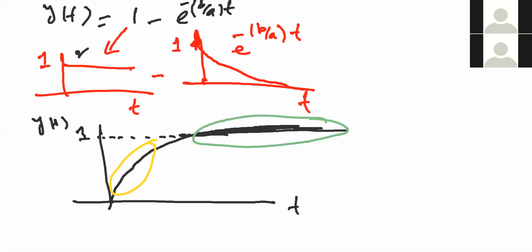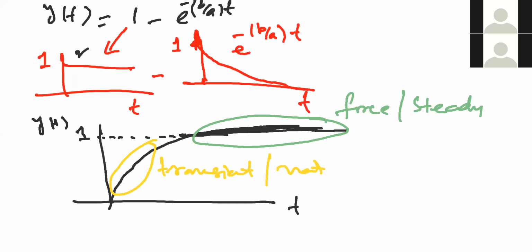So this is the forced response, or you can also say the steady state. And this is the transient, or you can also say the natural response of the system.